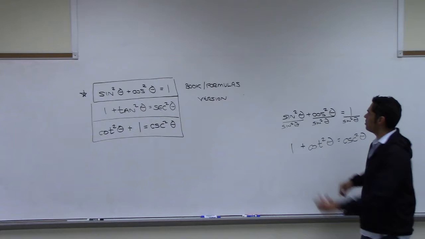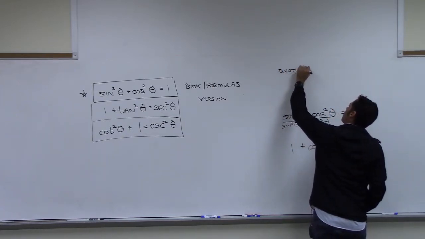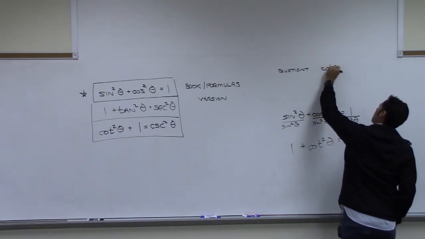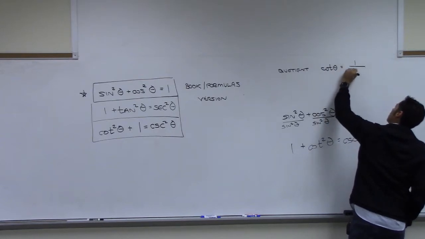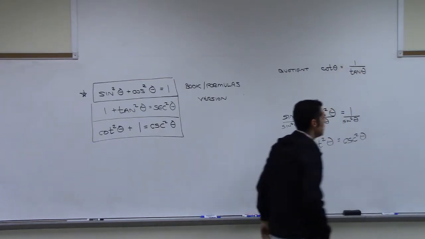Okay, on the board just a second ago, I put the quotient identities. What were the quotient identities? That cotangent theta is 1 over tangent, right? Yes? Okay.